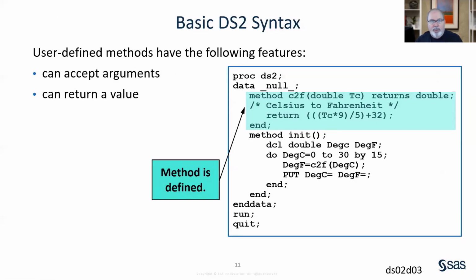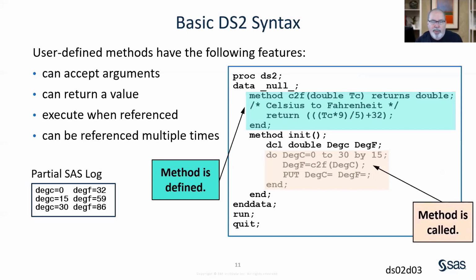Now, besides the system methods, you can write user-defined methods. And user-defined methods can have arguments. Notice that in the parentheses here, we've defined an argument, a double precision numeric value called TC, that we'll use as input to this method. And it can also return a value. You notice that the definition says it's going to return a double precision number. And then down here in the code, the return statement actually does that. It sends back the computed Fahrenheit value after the method has processed the input.